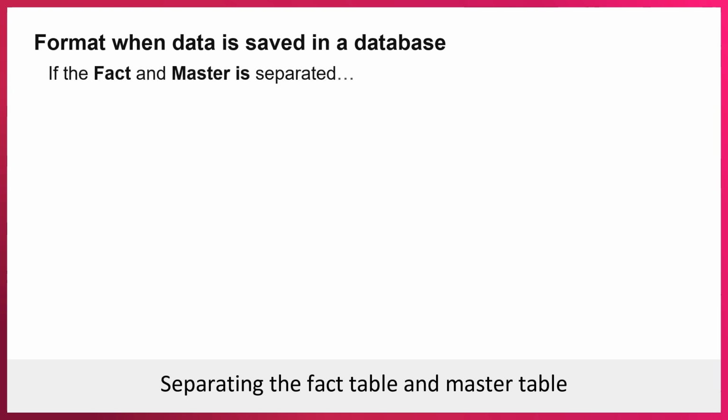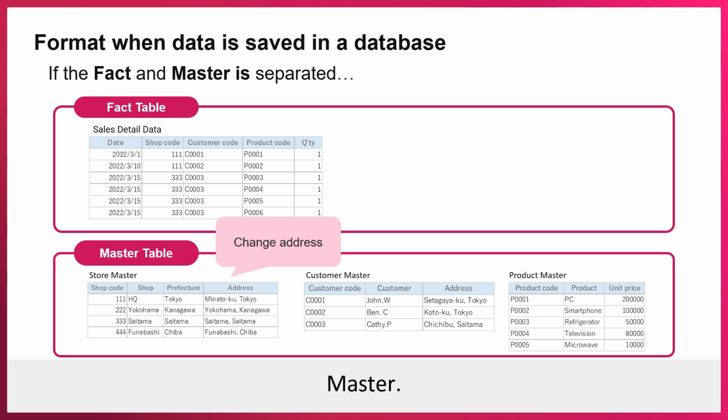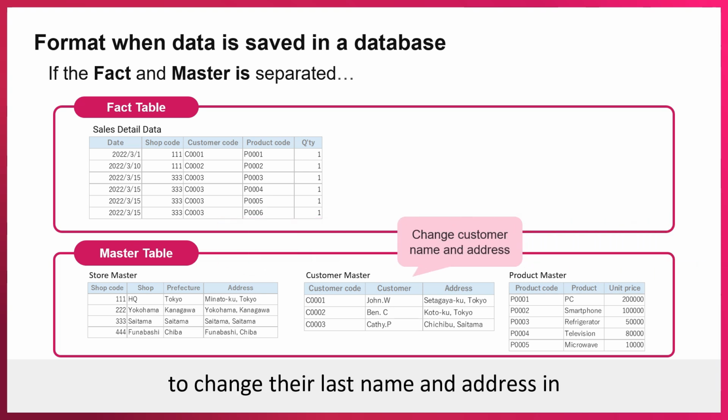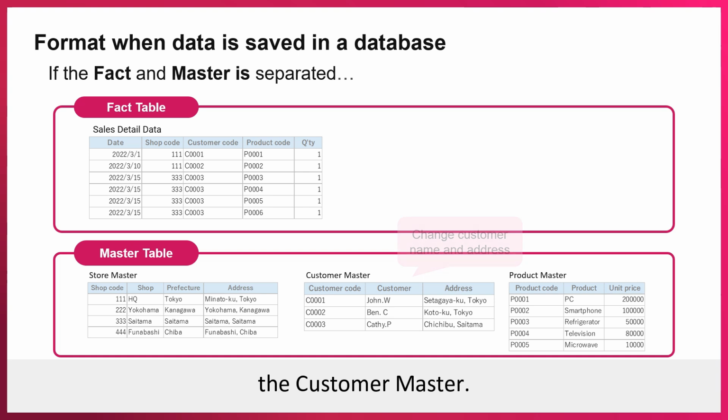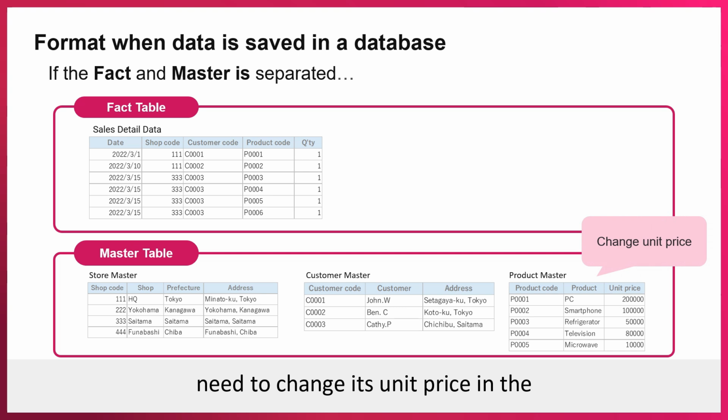Separating the fact table and master table can minimize the data to be updated and improve maintainability. For example, if a store relocates, you only need to update its address in the store master. If a customer gets married, you only need to change their last name and address in the customer master. If a product's unit price changes, you only need to change its unit price in the product master.